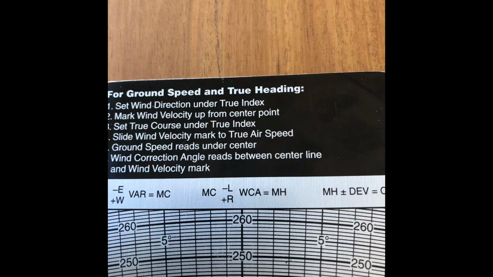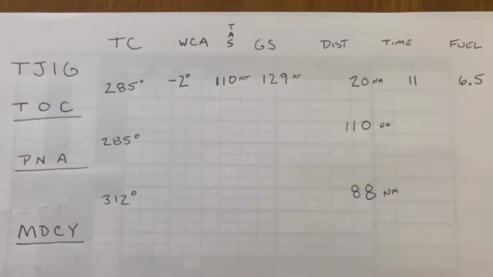Our wind mark is on the left side of that center line, and it is approximately 2 degrees to the left. If we look up above the card, it shows us WCA, wind correction angle, and it will say minus left plus right. So since our mark was on the left side, we will subtract it from our true course, and we will get a true heading. Of course, if we were actually flying this, then we'd take magnetic variation into account, and we would get a magnetic heading. But for this exercise, we're getting our wind correction angle.